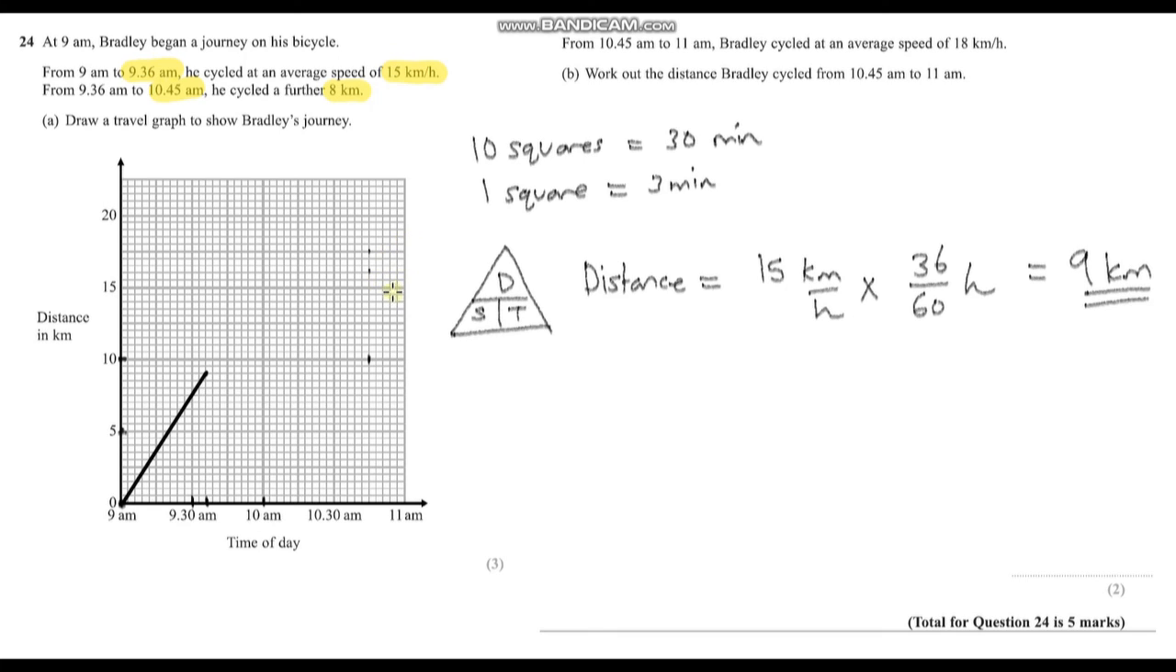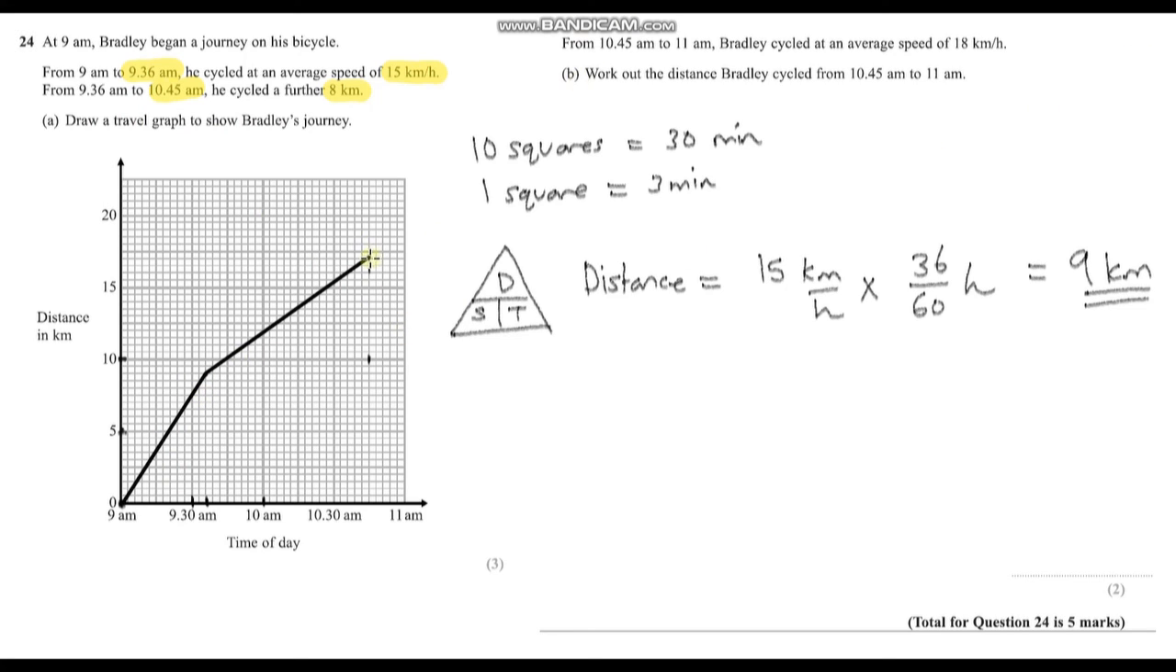No, I've done that last one wrong, just because the line's a bit thicker. So 15, 16, that would be 17 there. So that's our second part of the journey, up to that point there. And I think we're done with that now. Draw a travel graph to show Bradley's journey. Yep, this is our graph here. Right, moving on to part B.